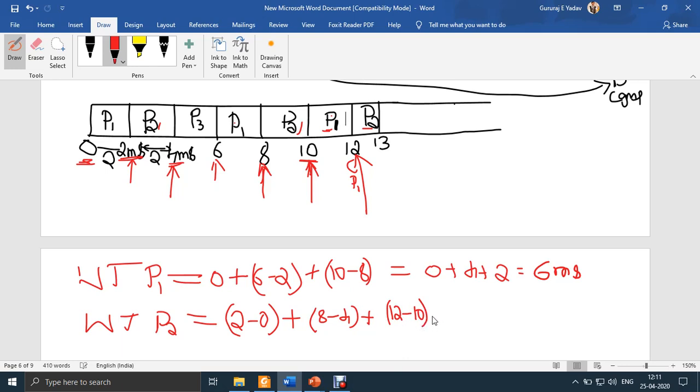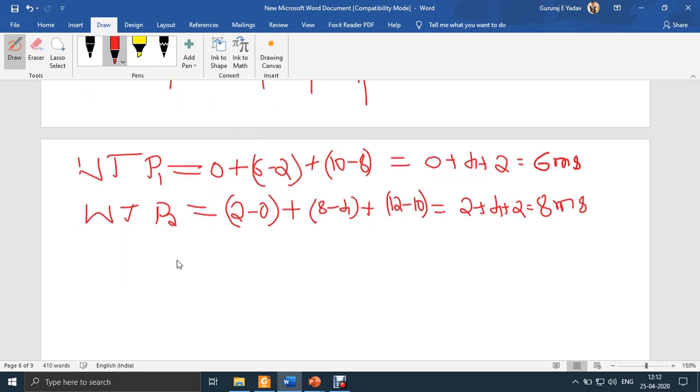So this is the total waiting time. So it is 2 plus 4 plus, again it is 2. So totally the waiting time for P2 is 8 milliseconds. Hope you are getting this.